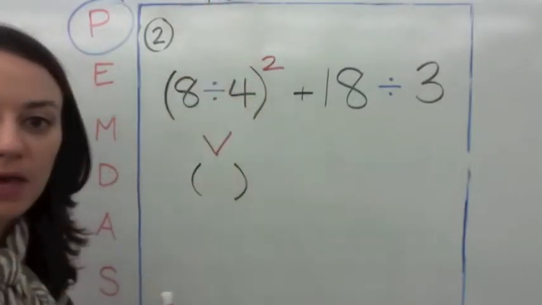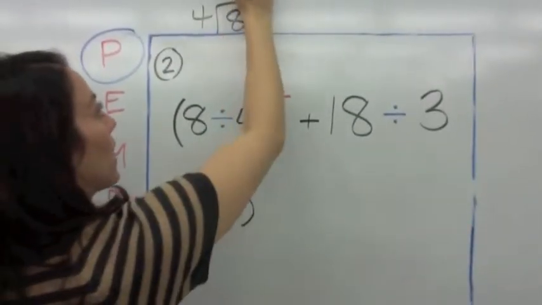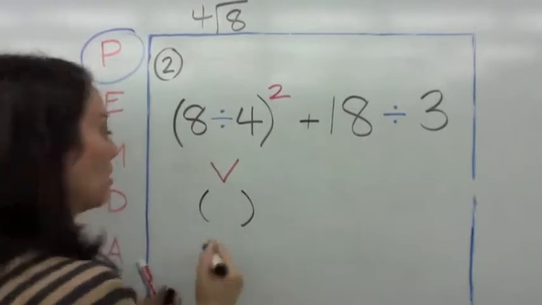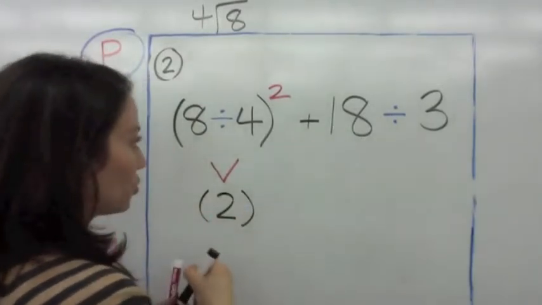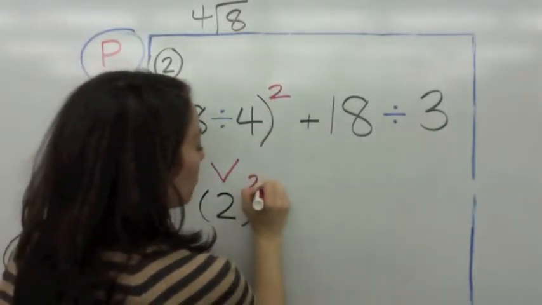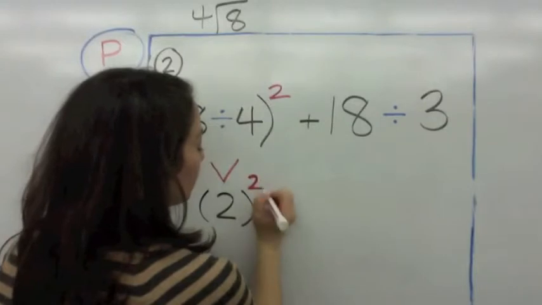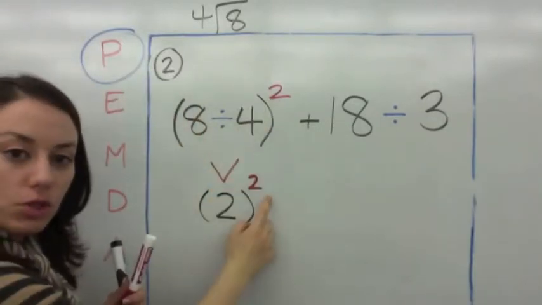How many times do you skip count by 4 to get to 8? We say 4, 8. Okay? So 4 times 2 is 8, so we say 8 divided by 4 is 2. But there is an exponent outside of the parentheses, so we're going to keep that there. So 8 divided by 4 is really talking about 2 squared.